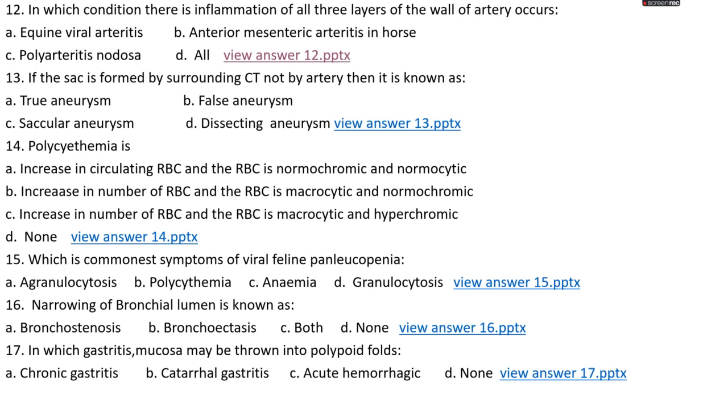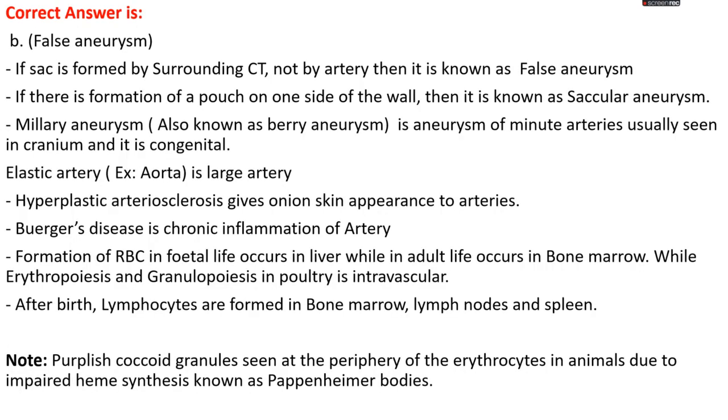Question number 13. If the sac is formed by surrounding connective tissue, not by artery, then it is known as option A, true aneurysm, option B, false aneurysm, option C, saccular aneurysm, option D, dissecting aneurysm. The right answer is option B, that is false aneurysm. Okay, aneurysm is just the dilation in the blood vessels. If the sac around the dilated portion is formed by the connective tissue rather than the artery, then it is known as false aneurysm.